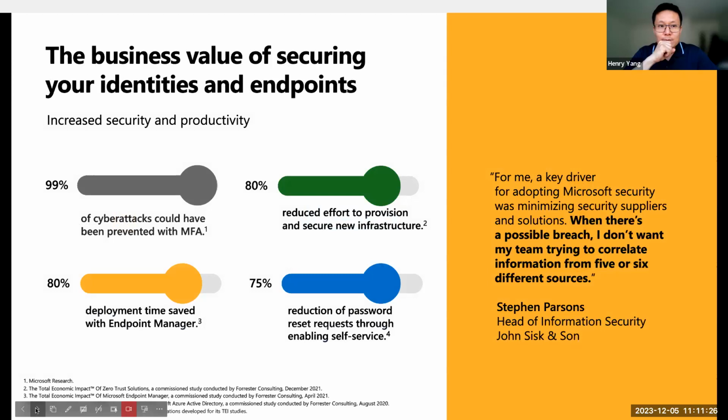So for the business, there are a lot of ways we can increase security and productivity, like turning on multi-factor authentication. It's really an easy way to reduce cyber attack threat vectors. We can also save time with Endpoint Manager, which is the Microsoft Intune solution, reducing the effort to provision and secure new infrastructure, and reduce password reset requests by enabling self-service as well.